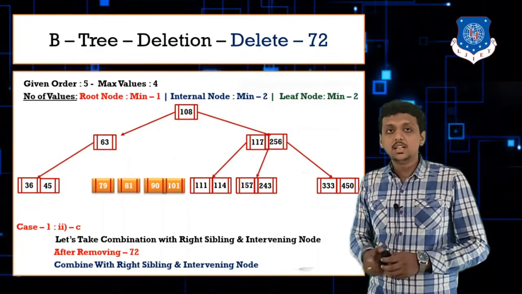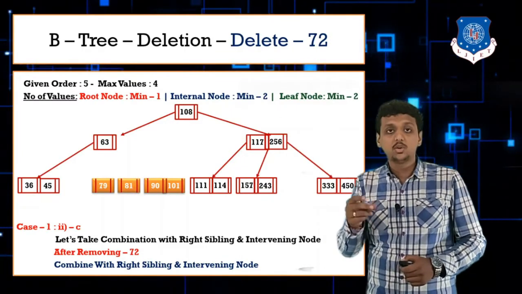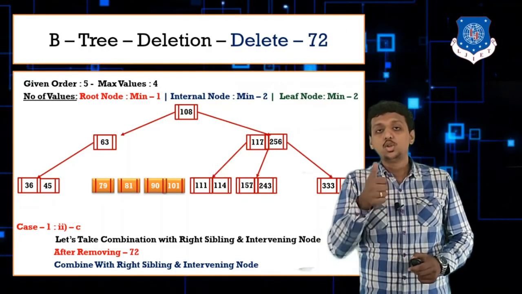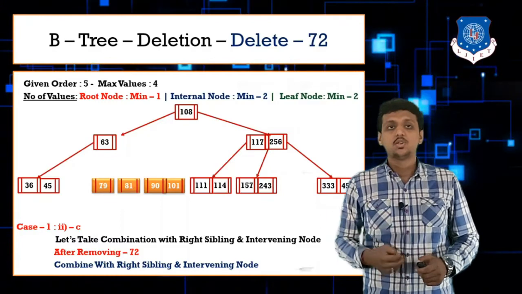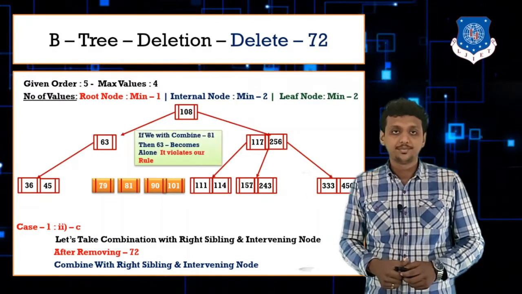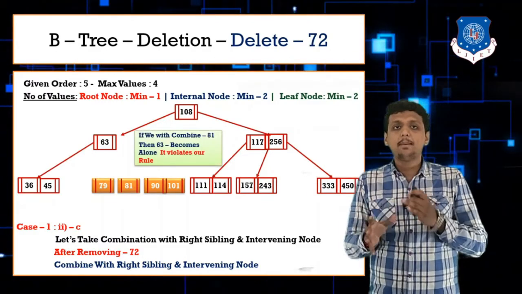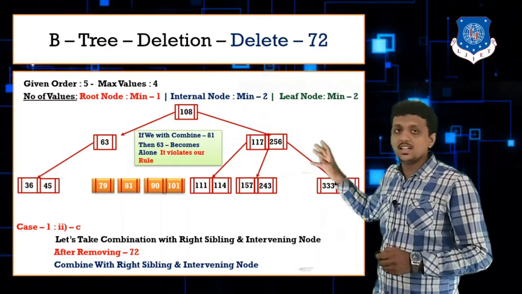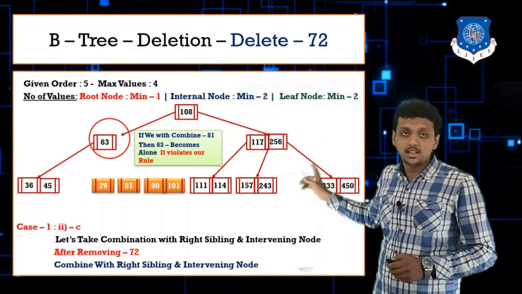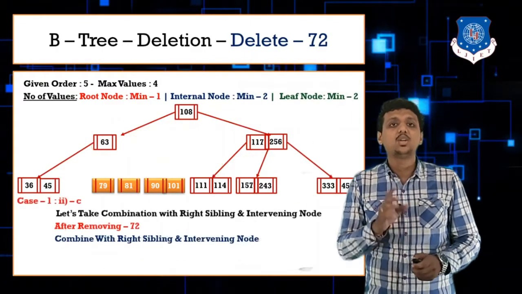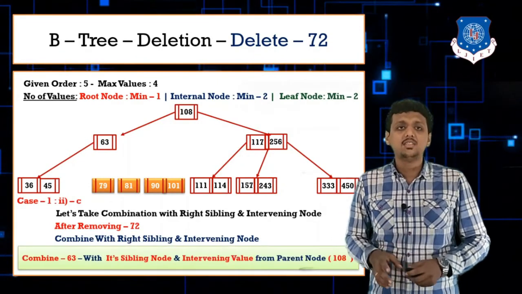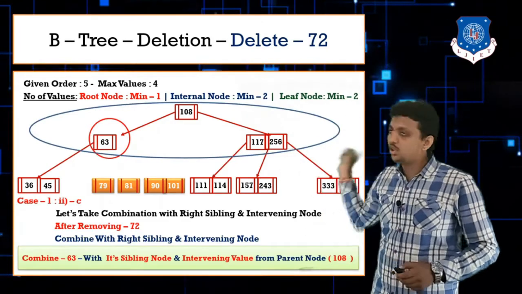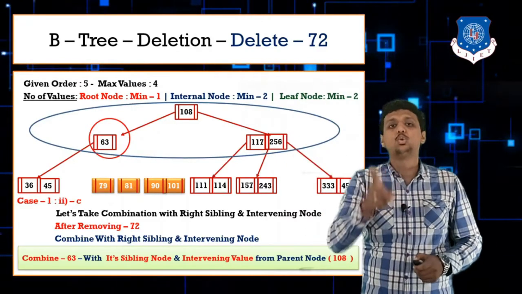Now tell me, 63 becomes alone. Check it out. 63 becomes alone because it is the internal node. Internal node should contain at least two values. So after combining this, 63 becomes alone. So what we need to do is, we just need to combine 63 again with sibling. Its siblings 117 and 256, and the intervening node, that is 108. So these all four nodes are combining together.